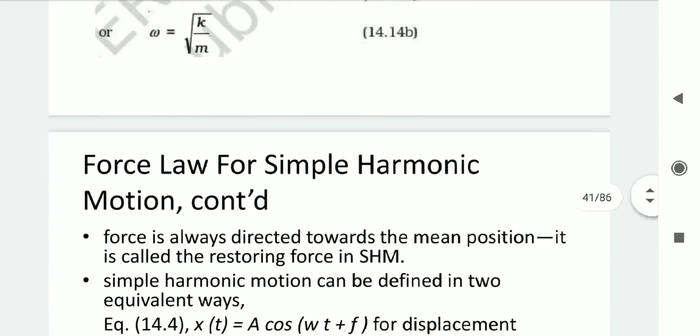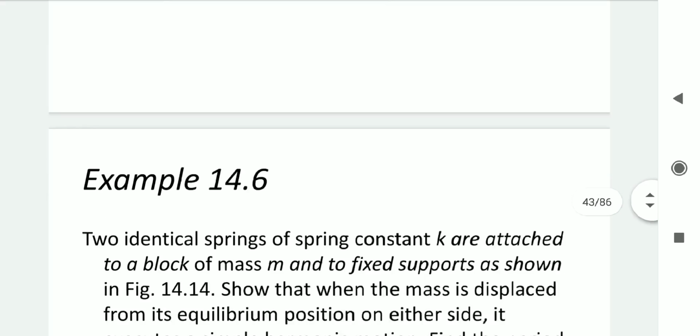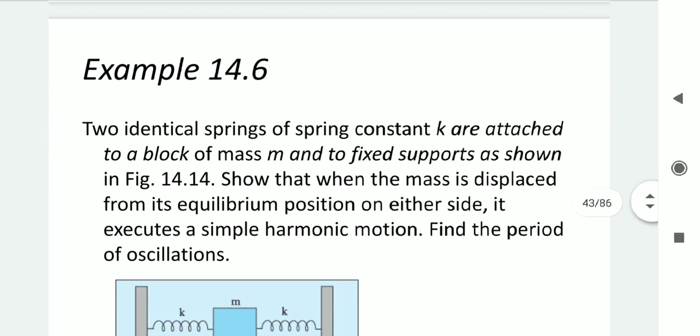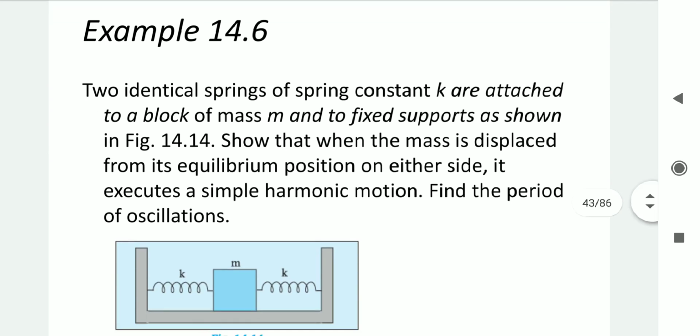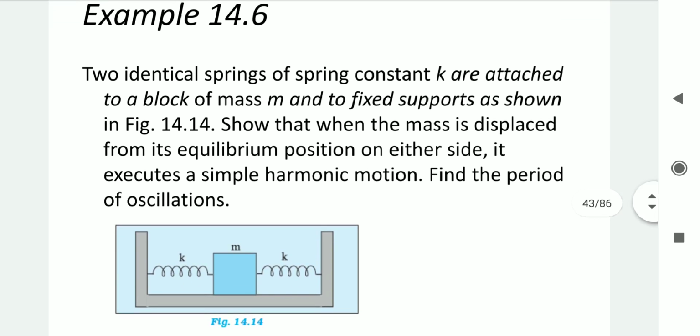Let us understand an example regarding the same. Two identical springs of spring constant K are attached to a block of mass M and to fixed supports, as shown in the figure. Show that when the mass is displaced from its equilibrium position on either side, it executes a simple harmonic motion. Find the period of oscillations.